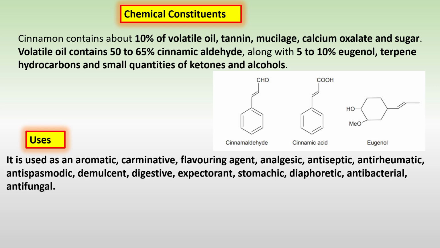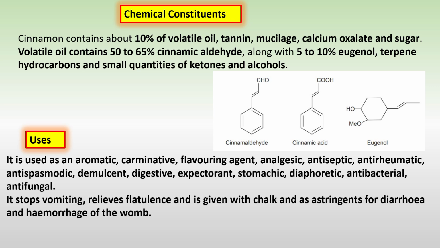It is used as an aromatic, carminative, flavoring agent, analgesic, antiseptic, anti-rheumatic, antispasmodic, demulcent, digestive, expectorant, stomachic, diaphoretic, antibacterial, and antifungal. It stops vomiting, relieves flatulence, and given with chalk it acts as an astringent for diarrhea and for hemorrhage of the womb during delivery time. It has an astringent effect when mixed with chalk.